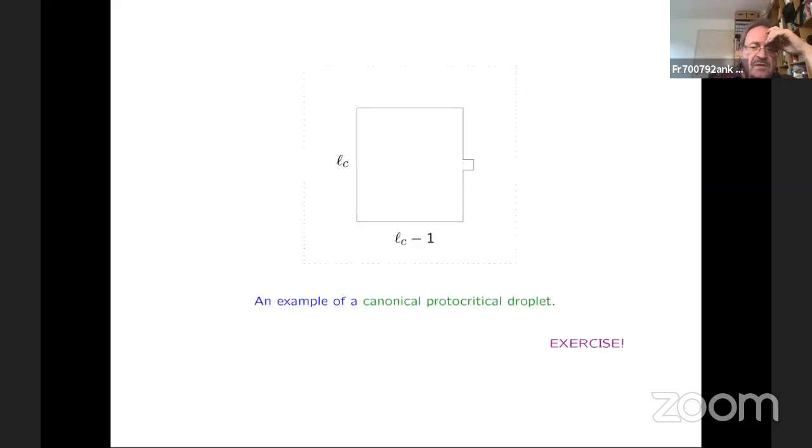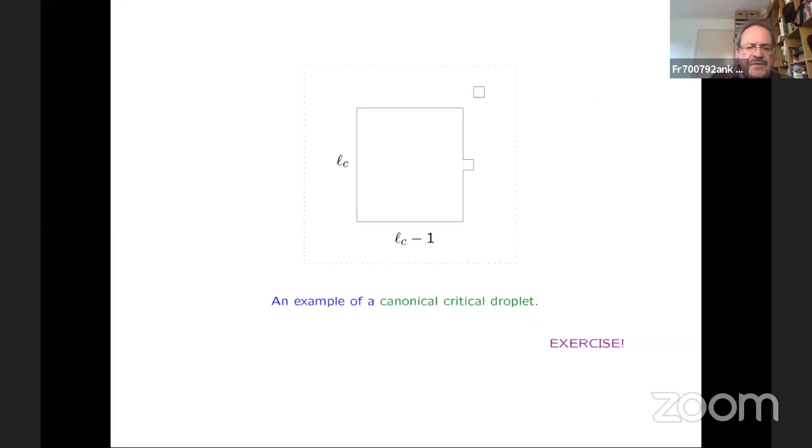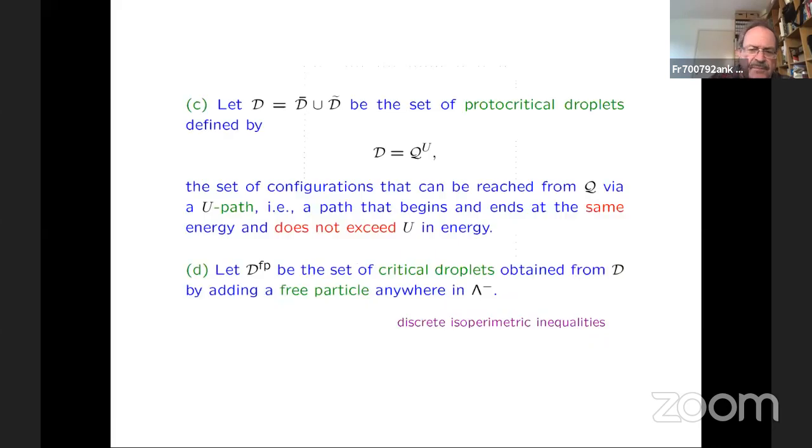So this droplet starts to wobble around through motion of particles around the border even before the next particle comes in and tries to attach it to itself. And in fact, what happens is that this set D has a certain structure. I will talk about it in a second. And all these protocritical droplets play a role.